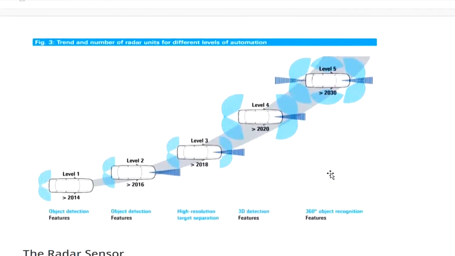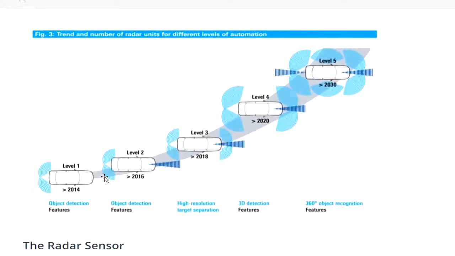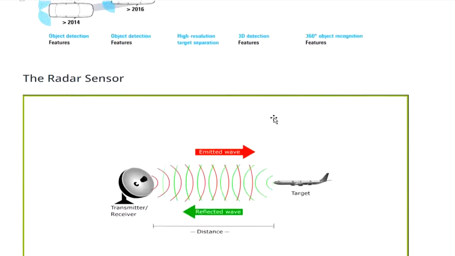So here's a picture. You can see the radar used for the autonomous vehicle from level 1 to level 5. In level 4 and level 5, they use a lot of radar in the autonomous vehicle for object detection, object recognition.